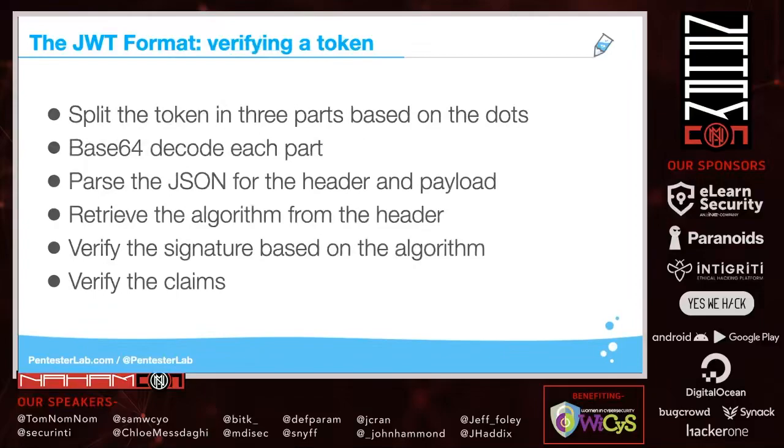When you decode a token, so when you're verifying it, you split the token in 3 parts based on the dot. You base64 decode each part. You parse the JSON for the header and the payload, and from that header, you can retrieve the algorithm. So that's a lot of work to do before you can even check the signature. Then you verify the signature based on the algorithm, and finally, you verify the claims to make sure, for example, that the token hasn't expired.